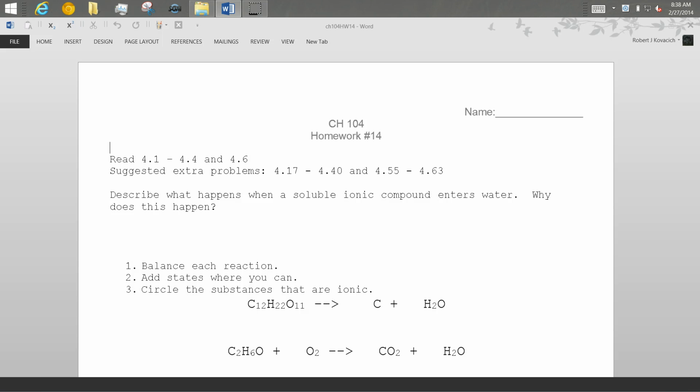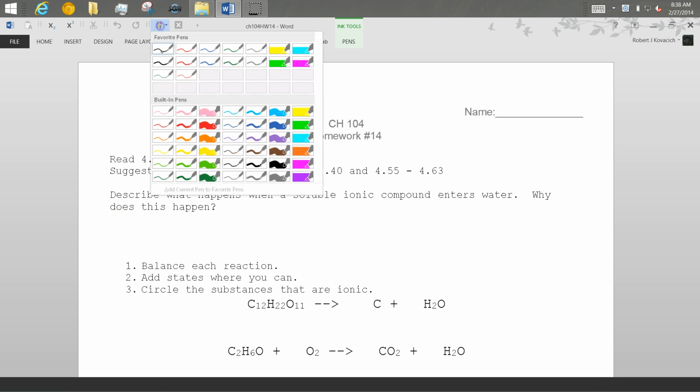Okay, so tell me what happens when you have a soluble ionic compound enter water. What occurs? So water molecules take apart the ionic compound. Okay, I like that. Water molecule.